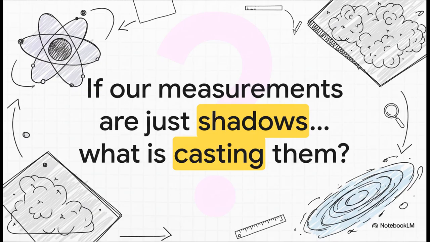Which, of course, leaves us with a pretty mind-bending question to chew on. If our most precise measurements of reality are really just shadows, predictable, geometric shadows, then it makes you wonder, what's the real object that's casting them?